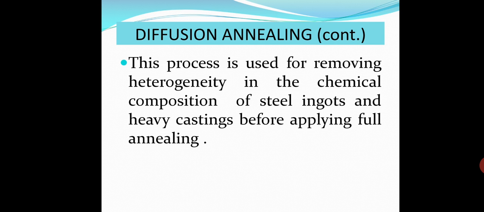This process is used for removing heterogeneity in the chemical composition of steel ingots and heavy castings before applying full annealing. So before applying full annealing to soften the material, to reduce the hardness and to eliminate the trapped gases and other residual stresses, diffusion annealing is done to remove the chemical heterogeneity.